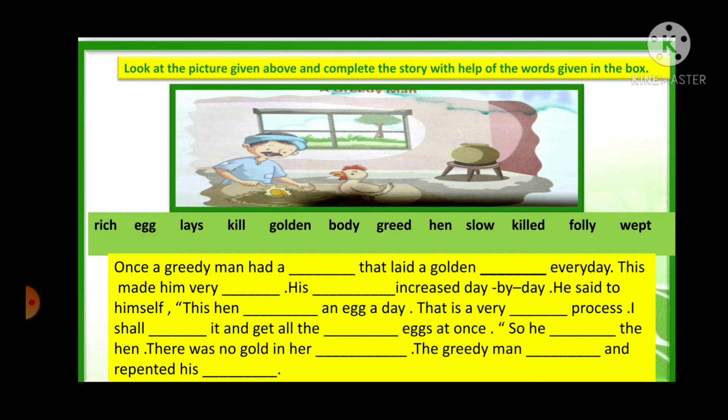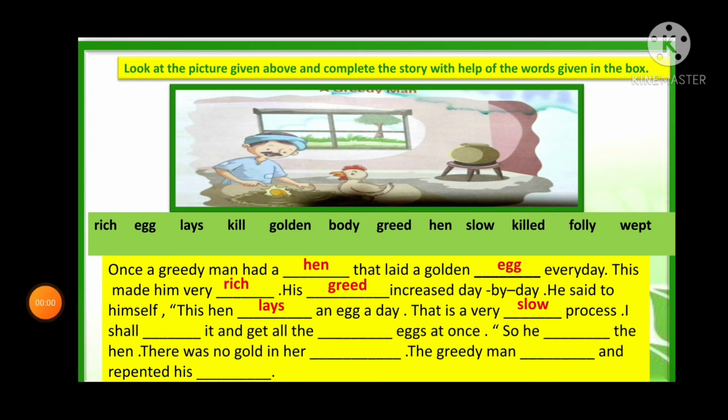So once a greedy man had a hen, right? You can see it in the picture, that laid a golden egg every day. Very good. This made him very rich. His greed increased day by day. So he was getting an egg every day, so his greed was increasing. He said to himself, "This hen lays an egg a day. That is a very slow process. I shall kill it and get all the eggs at once."